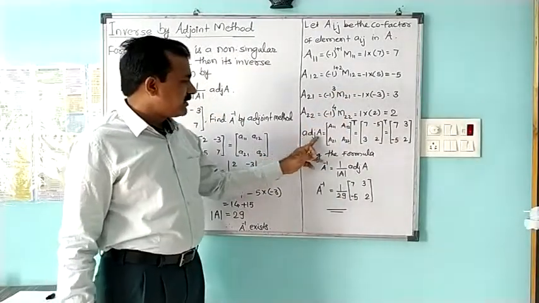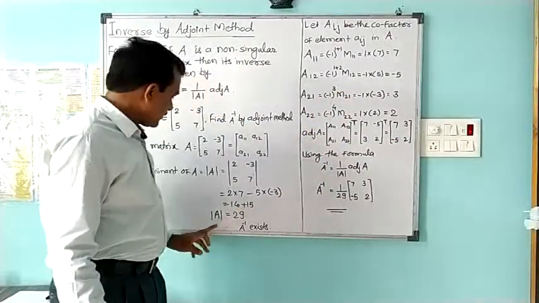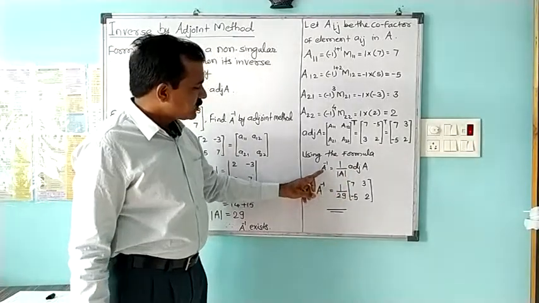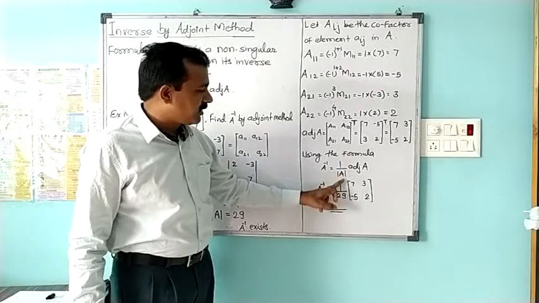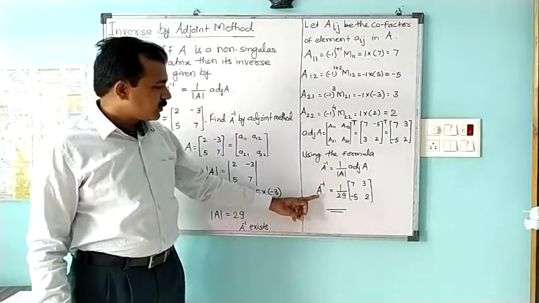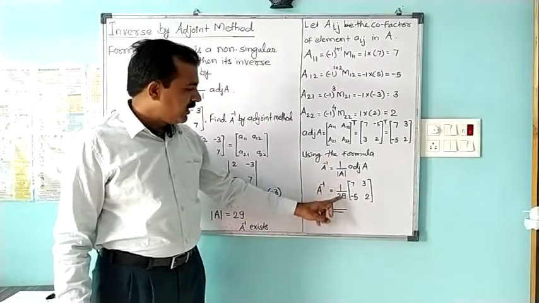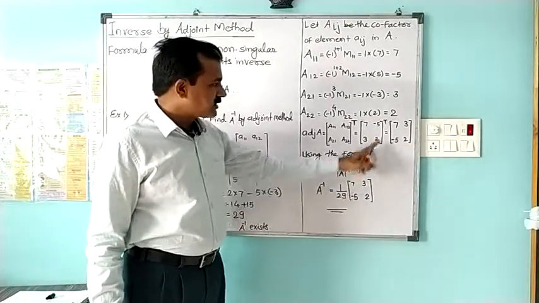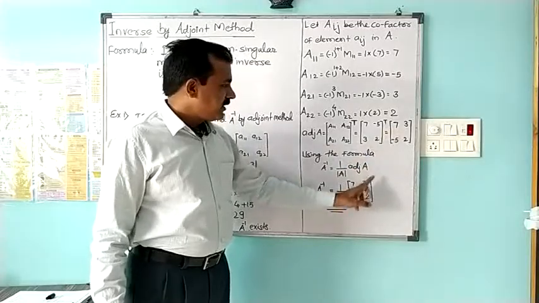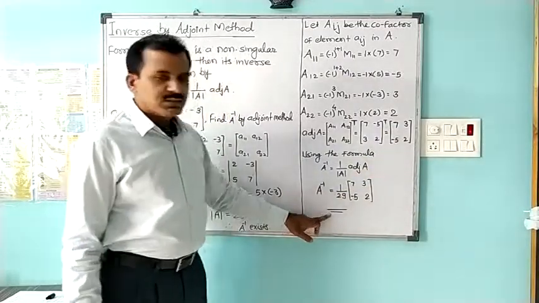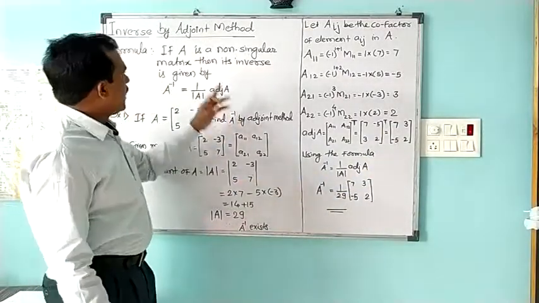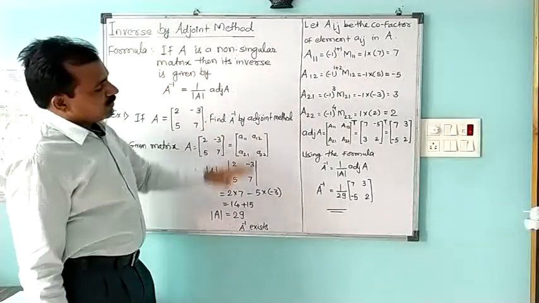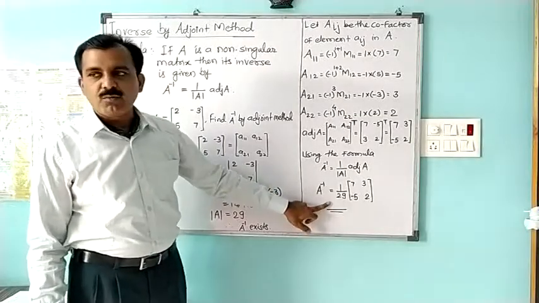Once we get the adjoint as well as the determinant, the formula requires the same two pieces of information. So A inverse by formula is 1 upon determinant of A into adjoint of A. So we have A inverse equal to 1 by the determinant of A, which is 29, and the adjoint of A having its value as 7, 3, minus 5 and 2. So this is the process of finding the inverse by the adjoint method. This is the first example of order 2.